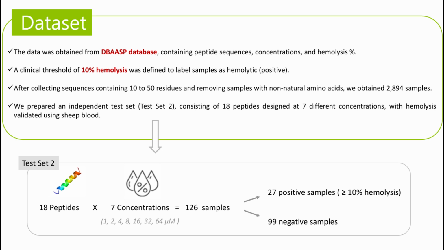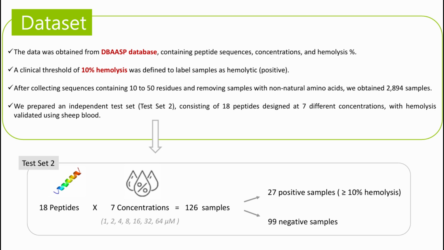Dataset. The data was obtained from the VASP database, containing peptide sequences, concentrations, and hemolysis percentage. A clinical threshold of 10% hemolysis was defined to label samples as hemolytic, also referred to as positive. After collecting sequences containing 10 to 50 residues and removing samples with non-natural amino acids, we obtained 2,894 samples. They will undergo similarity-based preprocessing on the next page.